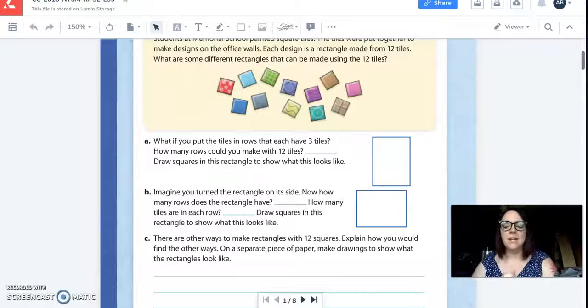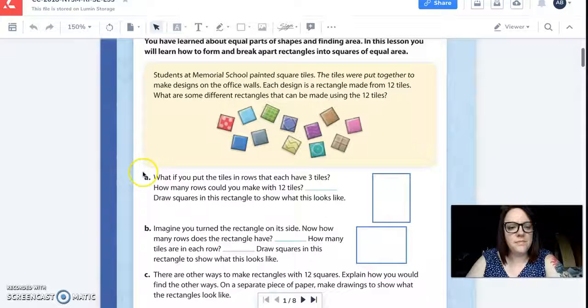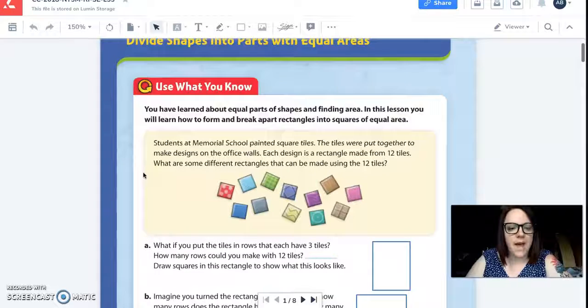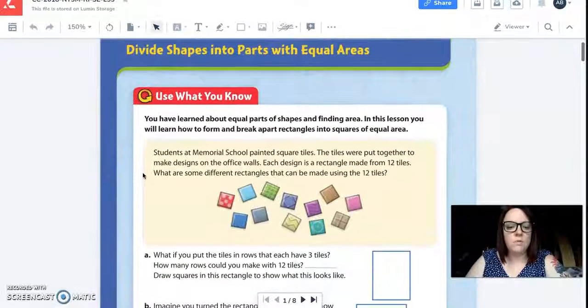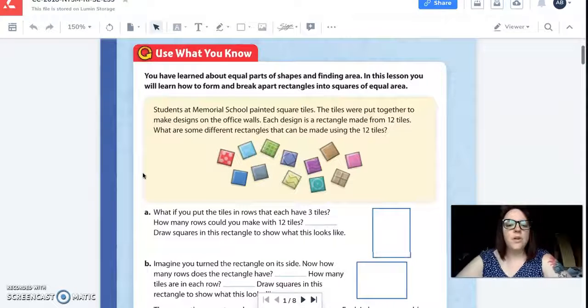Okay, as I was saying, we are starting lesson 33 in our Ready today. So let's get started. Okay. Today we are dividing shapes into parts with equal areas. Use what you know. You have learned about equal parts of shapes and finding area. In this lesson, you're going to learn to form and break apart rectangles and squares of equal areas.